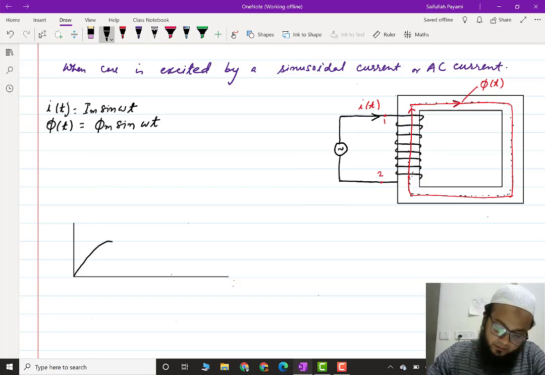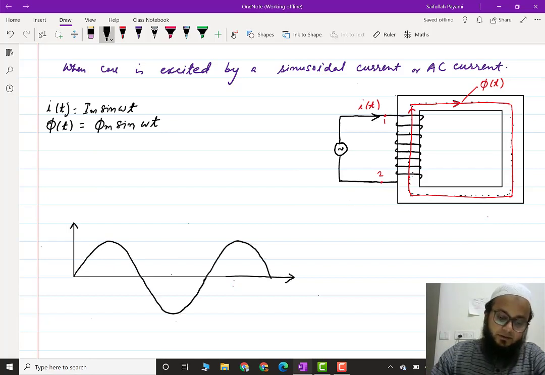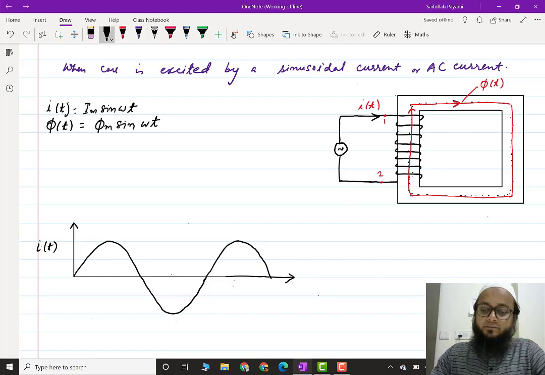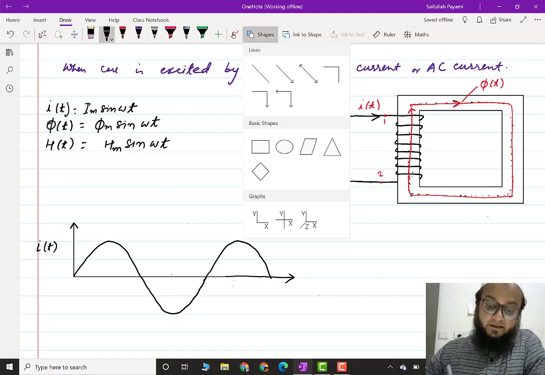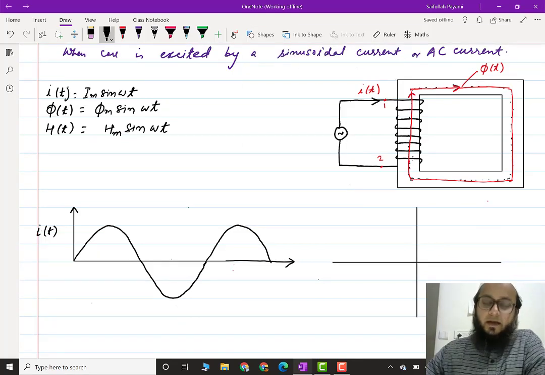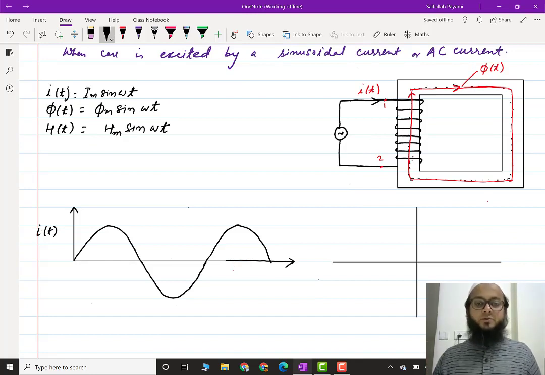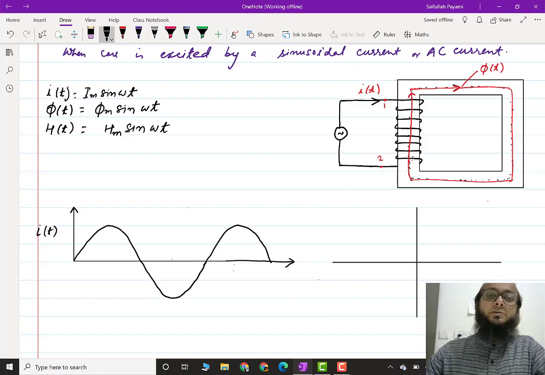So it's a sinusoidal current i(t). Corresponding to the current, we would have the MMF, or the magnetic field intensity H. So H(t) would be Hm sin omega t. So what would be the BH characteristic for this kind of current? Let's say the core has no residual flux currently, and for the first time this kind of MMF, or magnetic field intensity, has been applied on this core through this coil.